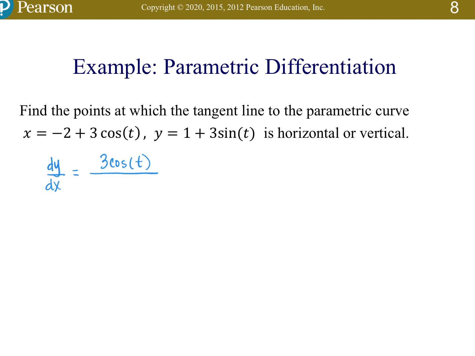Derivative of x would be -3 sine t. Okay, so -3 sine t, which would just simplify to negative cosine of t over the sine of t. Now, it's kind of arbitrary where you put the negative sign. It could be either in the numerator or the denominator. Convention usually puts it in the numerator.